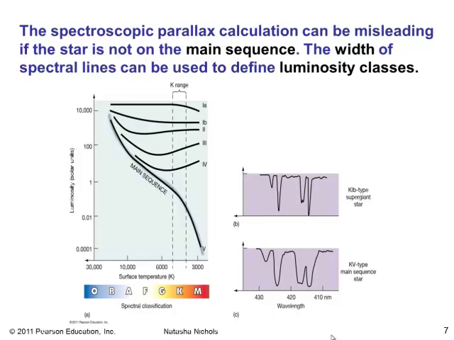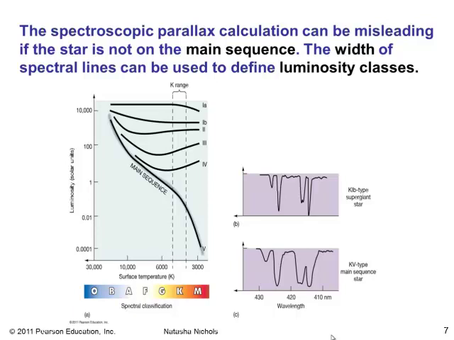Now, the spectroscopic parallax calculation can be misleading if the star is not located on the main sequence. If that's the case, then the width of spectral lines is used to define what we call luminosity classes. Now, luminosity classes follow the Roman numerals. Looking from the top of the graph, 1a, 1b, 2, 3, 4, and 5 on the bottom representing the main sequence line.